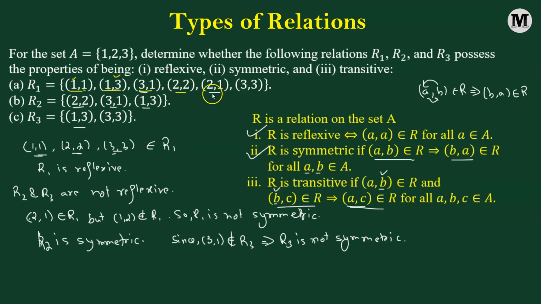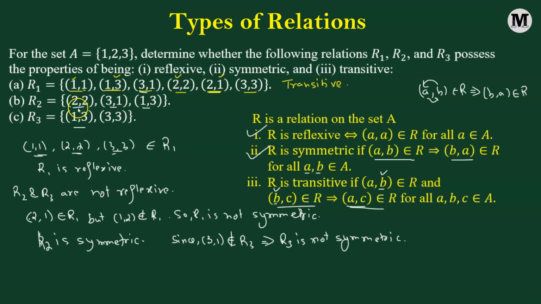Next we will take 2 comma 2 and 2 comma 1. So here if both of them belong to R1, then the new ordered pair 2 comma 1 must belong to the relation R1, and we see that it is present. We don't have to worry about 3 comma 3, because if we take 1 comma 3 and 3 comma 3, we are definitely going to get 1 comma 3. Fine. So here we can see that R1 is satisfying the property of transitivity. So we will say that it is transitive in nature. So R1 is transitive.